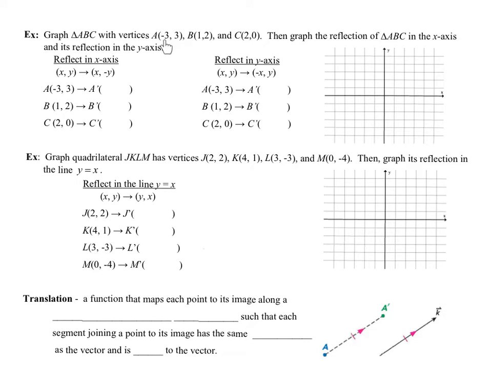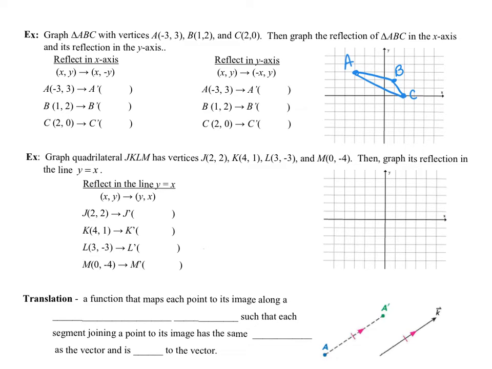Point A is at -3, 3, so let's plot that point. From the origin, go 3 left and up 3. So there's A. Point B is at 1, 2. And then point C has coordinates 2, 0. So there's our C. It's just C, not C prime. So let's go ahead and draw triangle ABC.